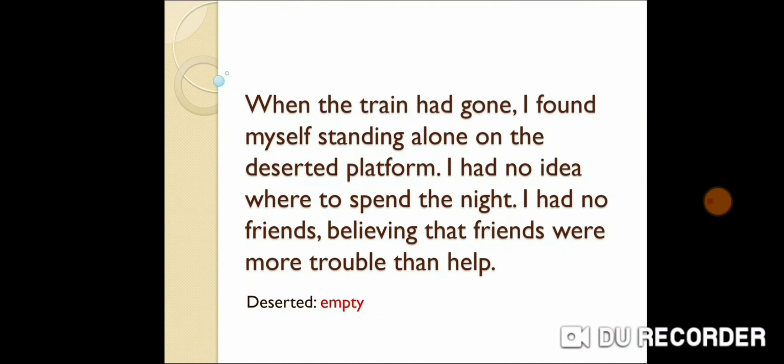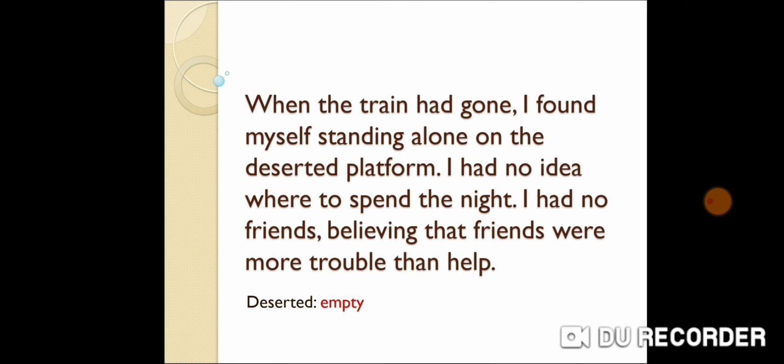When the train had gone, I found myself standing alone on the deserted platform. I had no idea where to spend the night. I had no friends, believing that friends were more trouble than help.